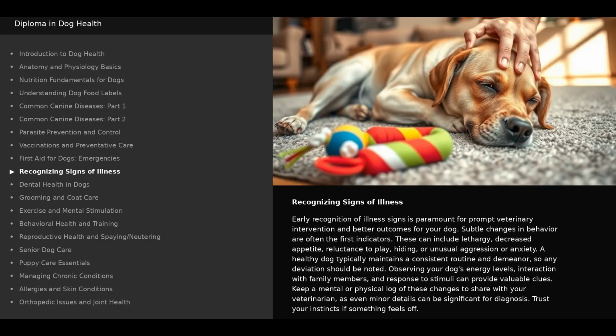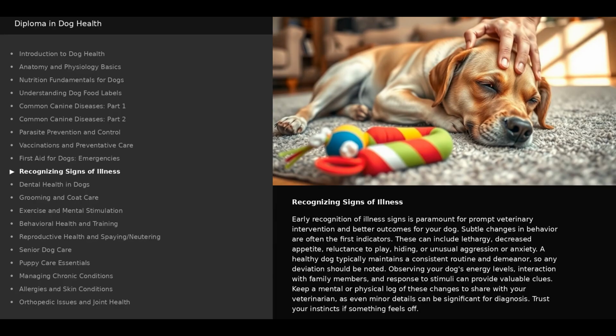Recognizing signs of illness. Early recognition of illness signs is paramount for prompt veterinary intervention and better outcomes for your dog. Subtle changes in behavior are often the first indicators. These can include lethargy, decreased appetite, reluctance to play, hiding, or unusual aggression or anxiety.